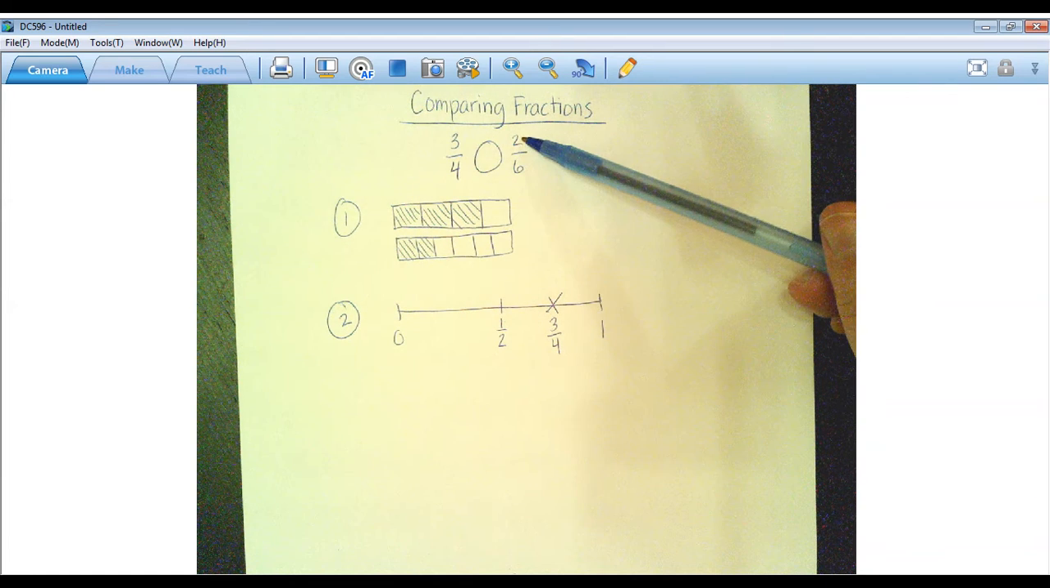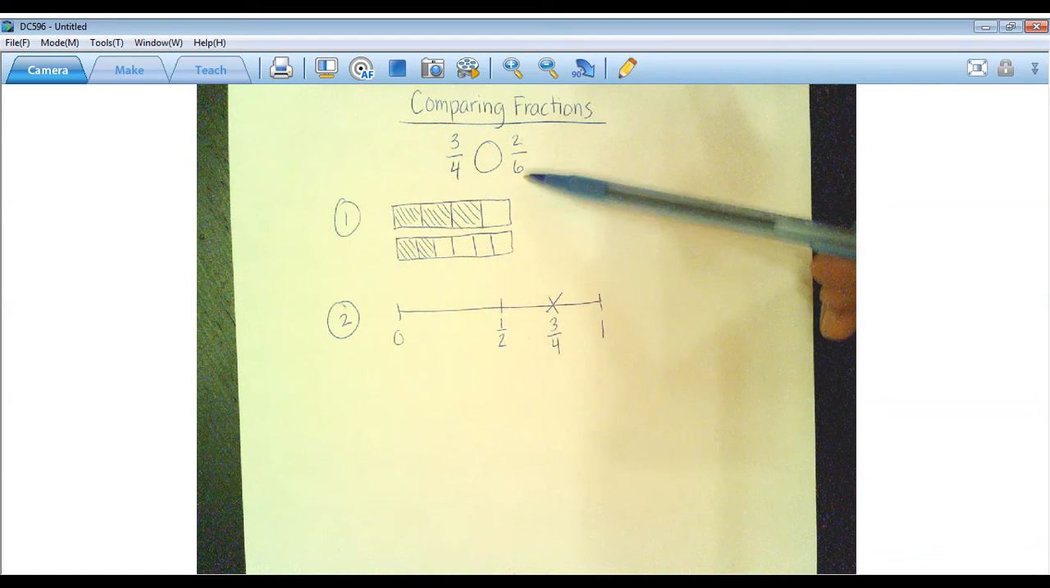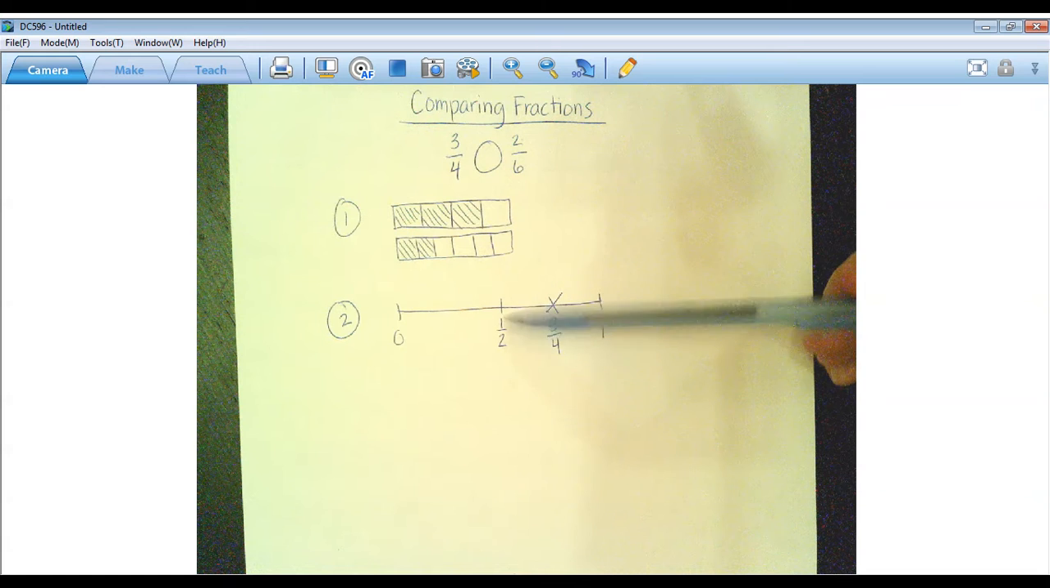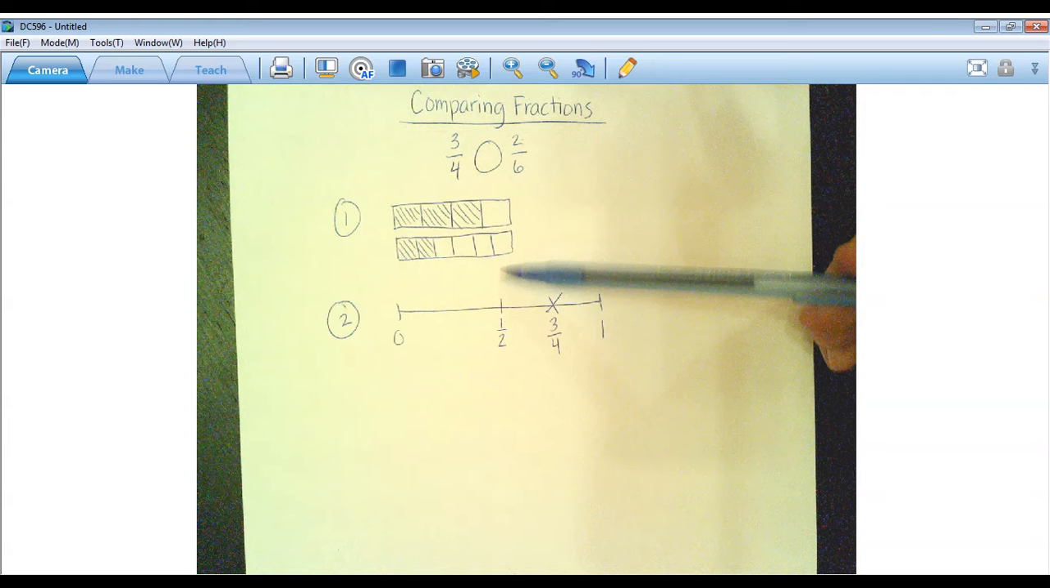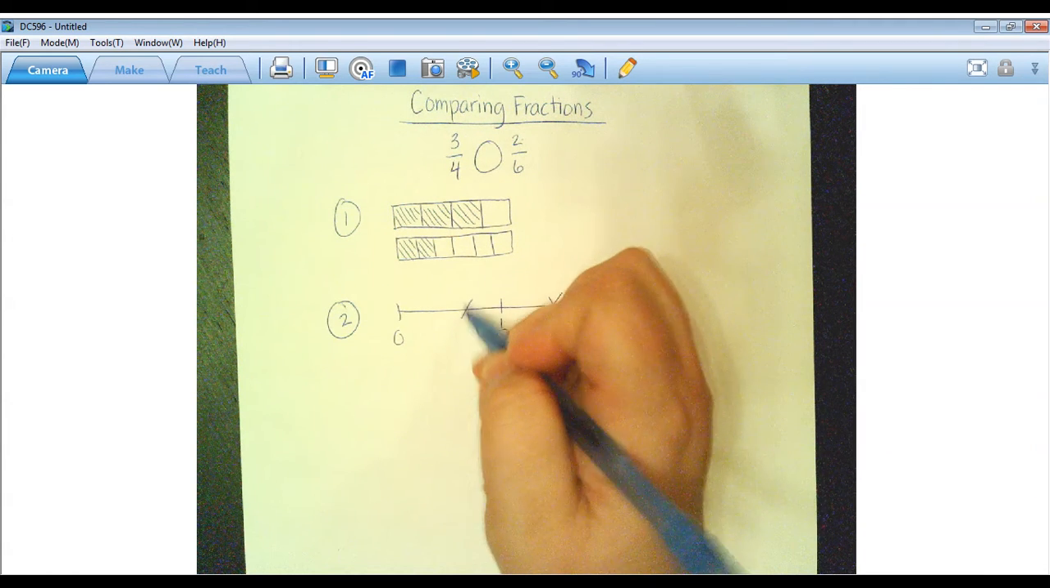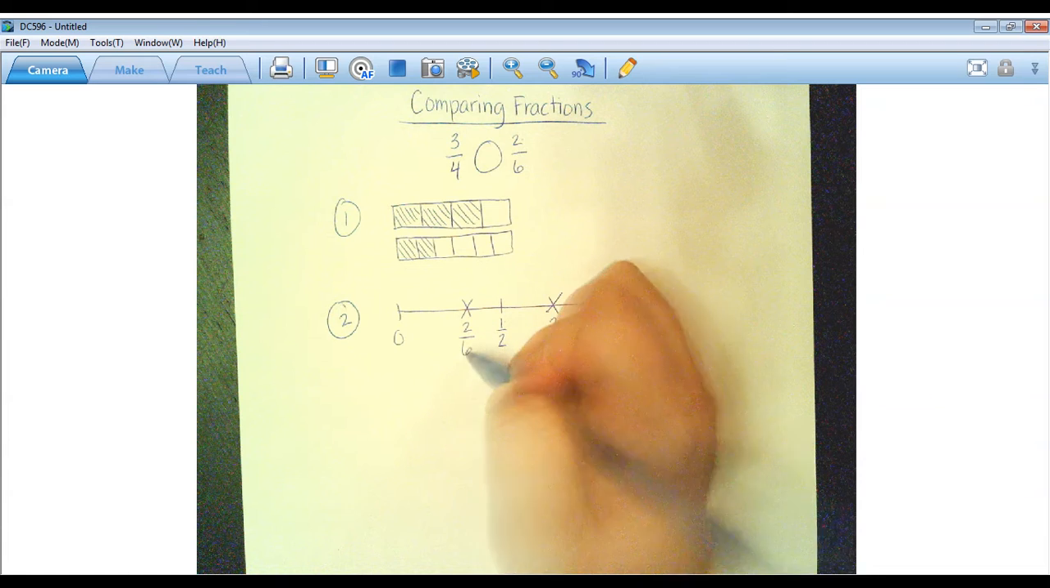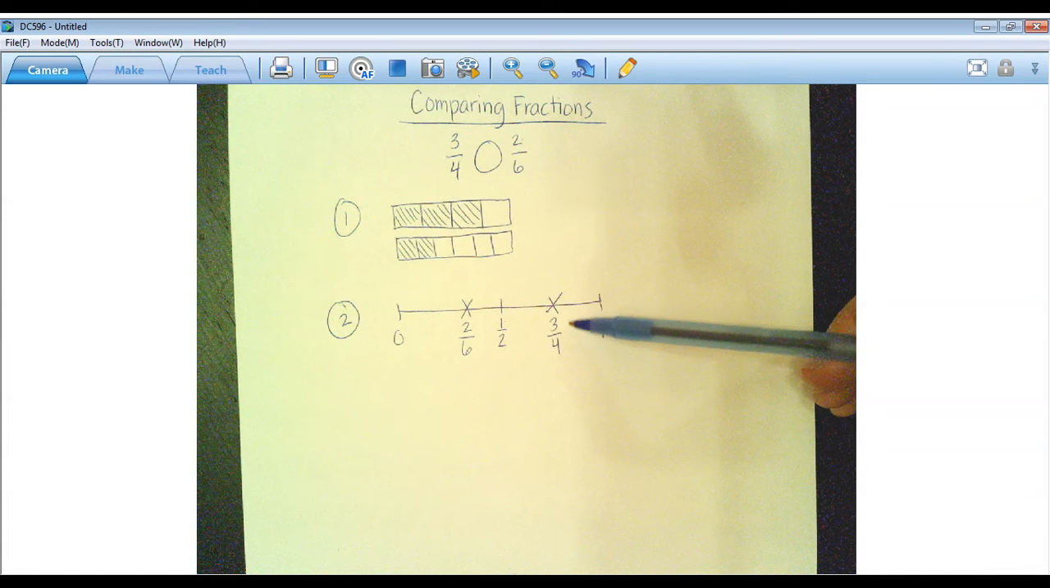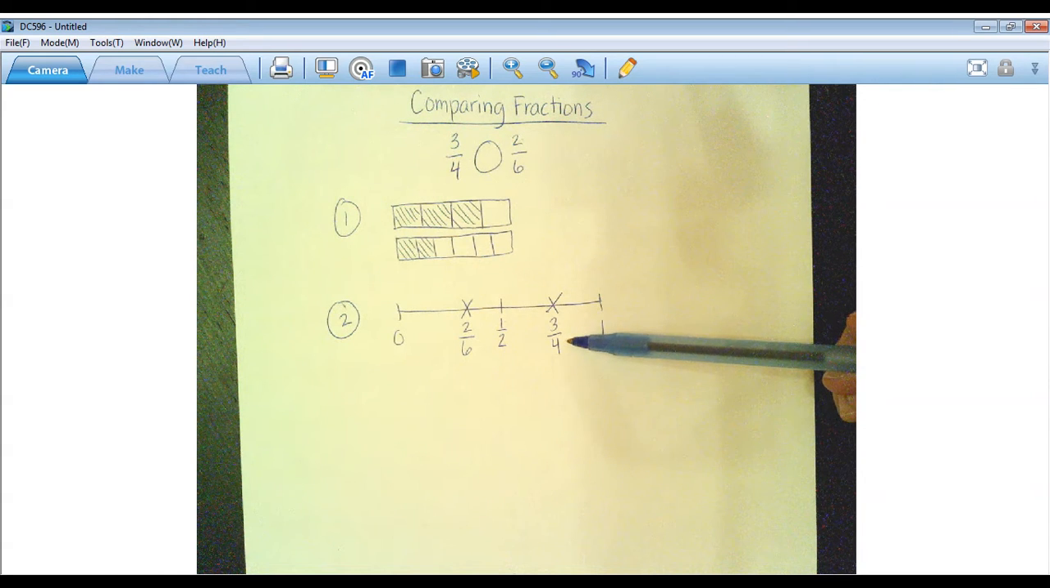So now I'm going to do the same thing with 2/6. Thinking about 6, I know that half of 6 is 3. So 3/6 would be equivalent to 1/2. So I know that 2/6 has to be less than 1/2. So now I can tell just by knowing that 3/4 was larger than 1/2 and 2/6 was less than 1/2, I can show that 3/4 is the larger fraction.